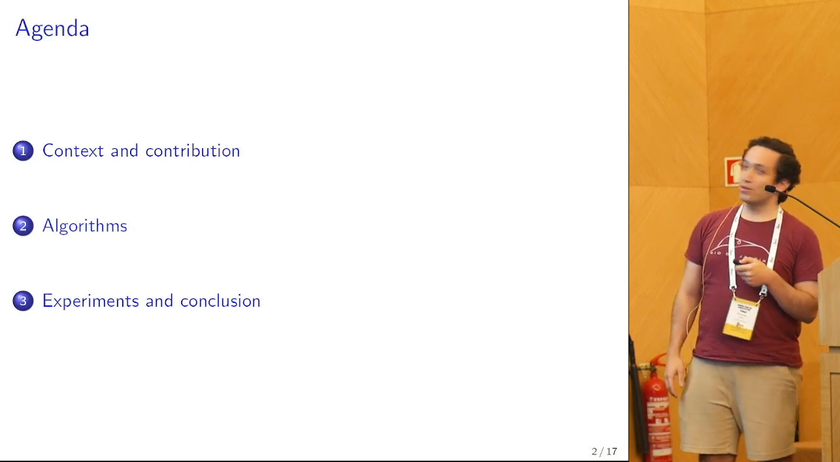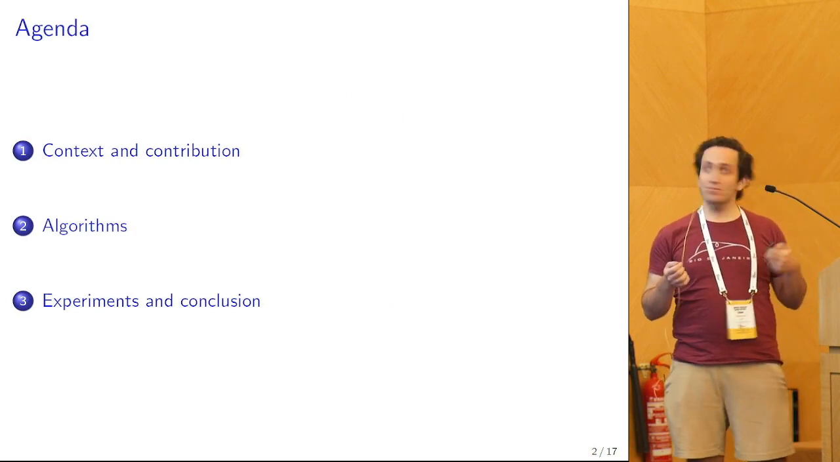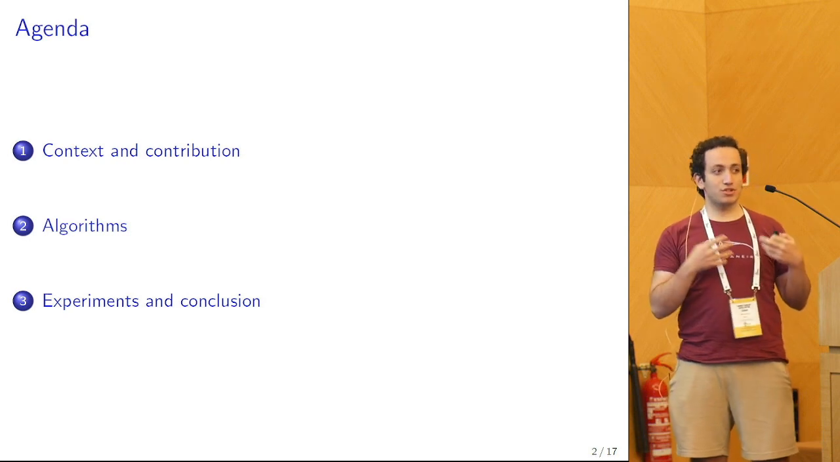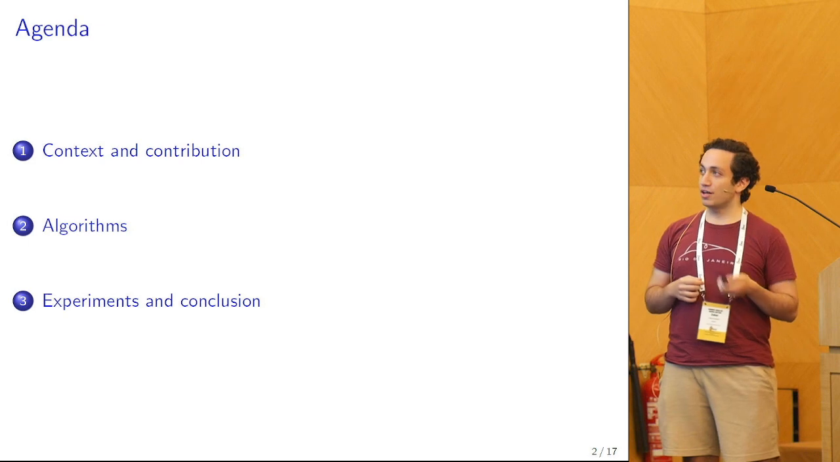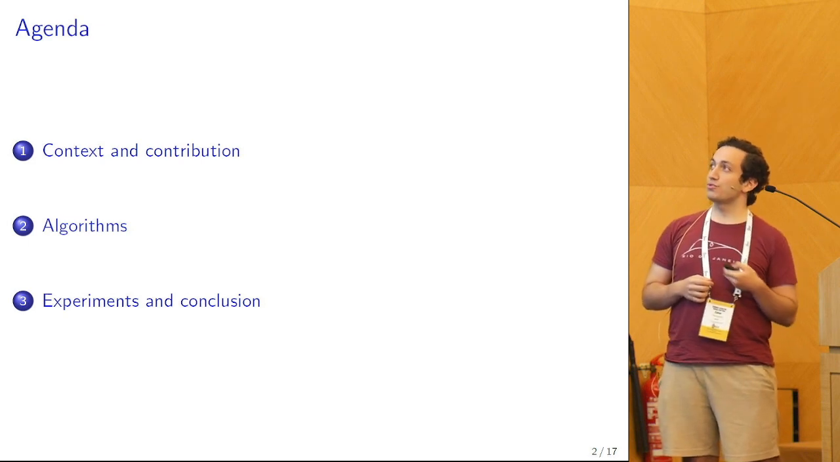So the main point of this paper is to provide efficient algorithms. First, I'll give some context on which problem we're trying to solve efficiently, and then I'll highlight some of the main ideas in our algorithms, and then I'll give experiments and conclusion.